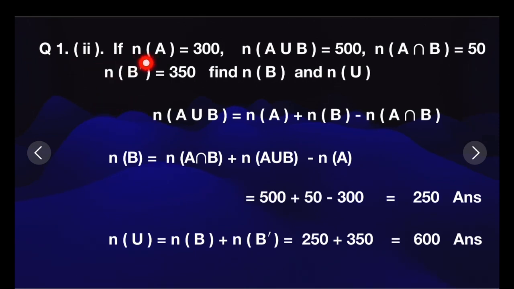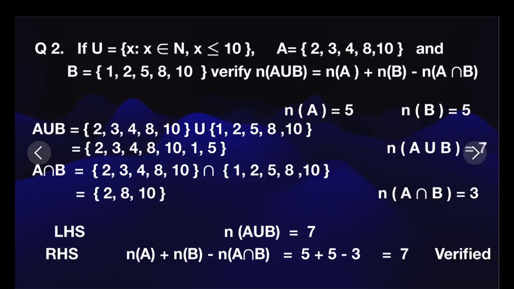Number 2, again here n(A) is given, n(A union B) is given, and n(A intersection B) is given. You are asked to find n(B). So the same formula, but all these three values are given. Put the values and you will get the answer. You can find out n(B). And you are asked to find n(U). Again put the formula for n(U), put the values and you will get the answer.